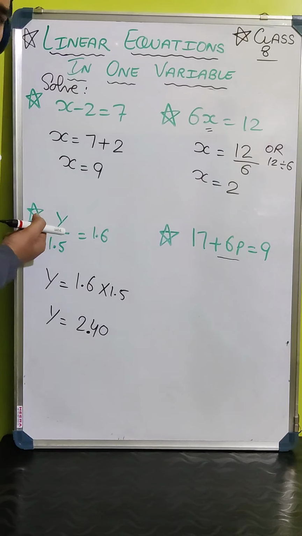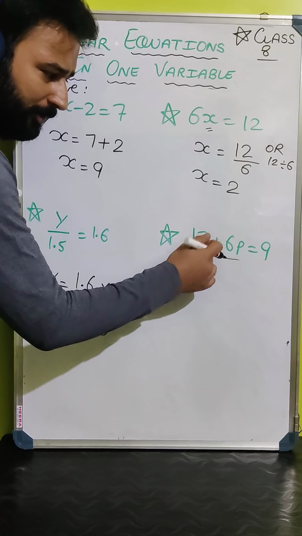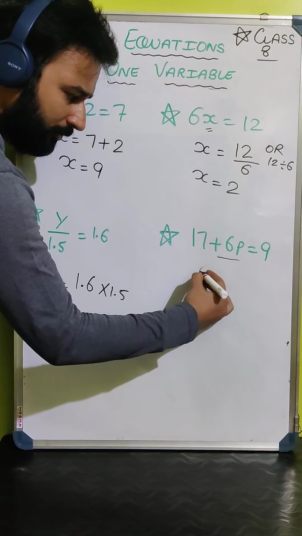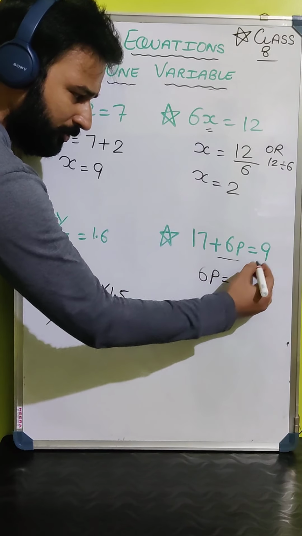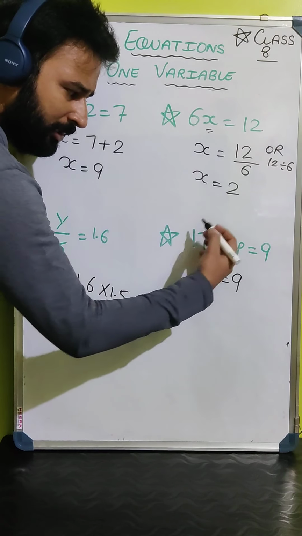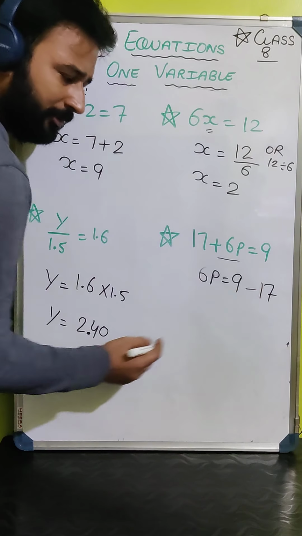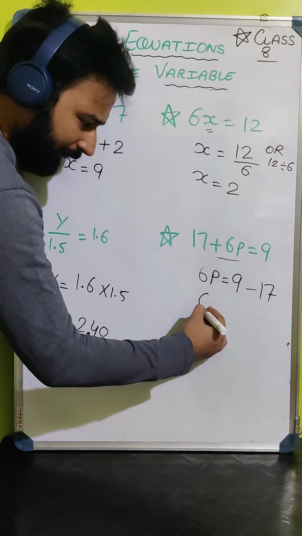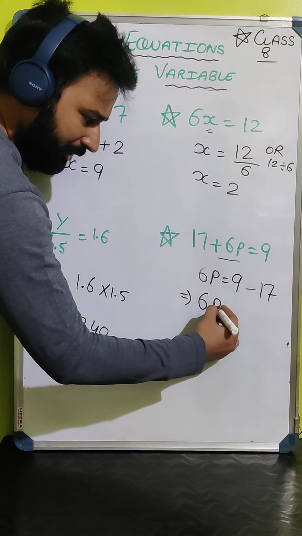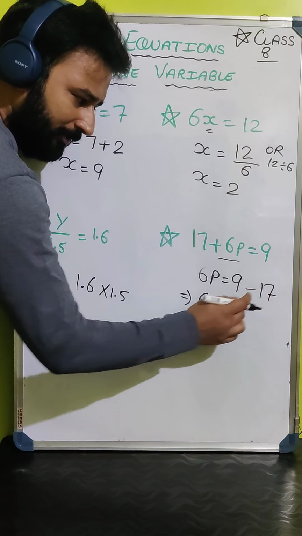This is the complete term. So take this number to the right hand side. 6p is equal to, you will write 9 as it is. 17 is positive here, so on the right hand side it will be minus 17, right? Now you will write again 6p is equal to 9 minus 17.